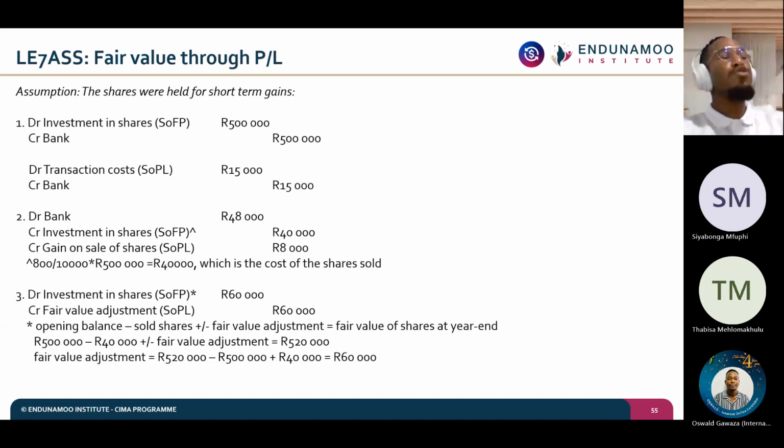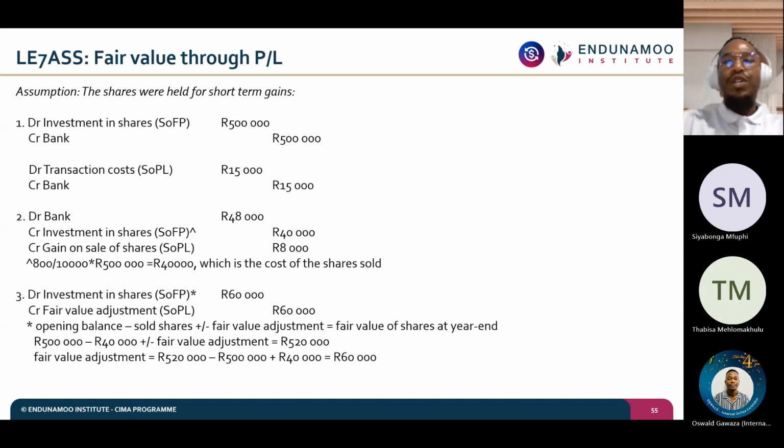And because we are assuming they're held for short-term gains, they're going to be held in accordance with the fair value through profit or loss model. What we know there is that if it's at fair value through profit or loss, everything goes to P&L. The only thing that goes to the statement of financial position is the investment itself. The transaction cost of 15,000 that gets paid on the 1st of January goes through P&L as an expense. So we would debit transaction cost with 15,000 and credit our bank account with 15,000.